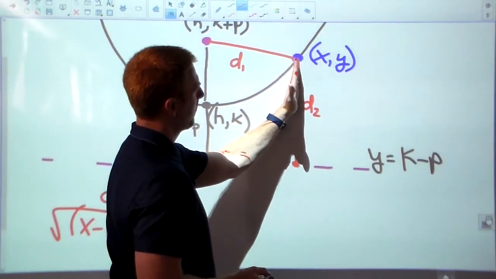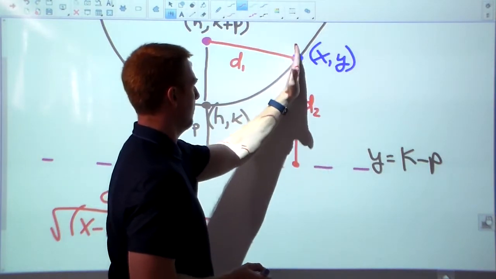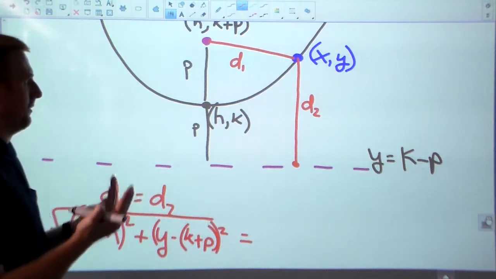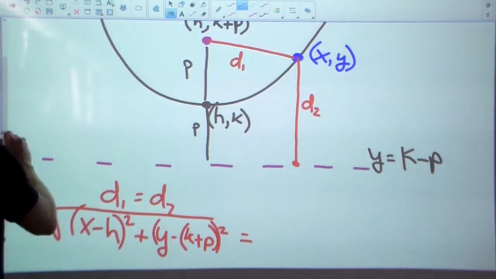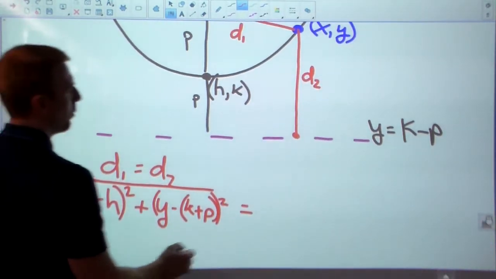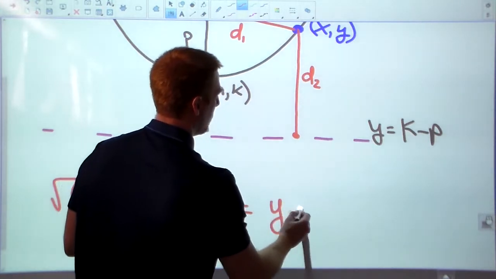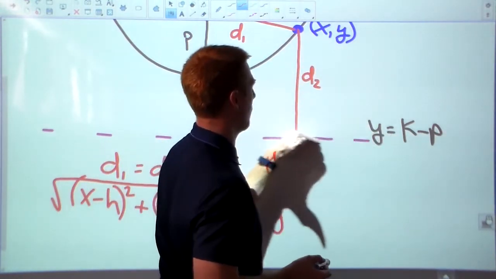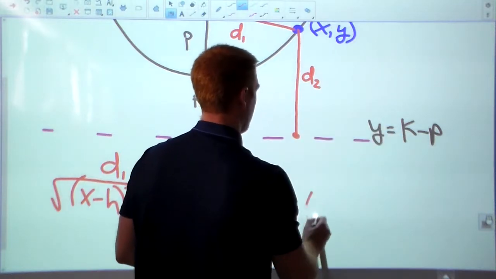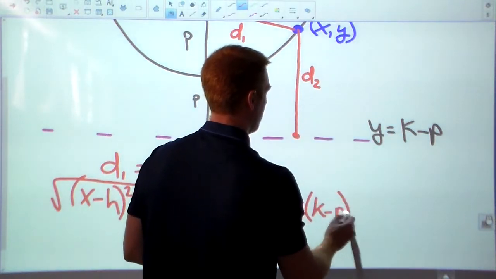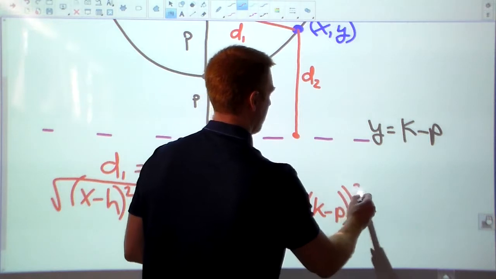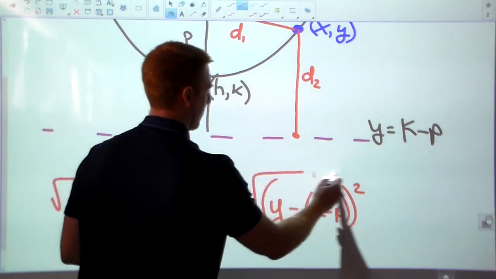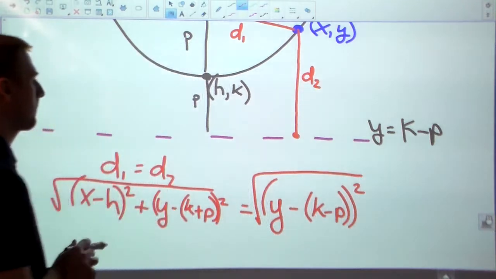well, you don't go over any at all left or right. You go directly down. So the change in x would be 0, so that's kind of nice. That makes that part easy. The change in y, well, it's whatever y minus this y coordinate down here, which is always k minus p. So k minus p, and then all of that is squared. And then we take the square root. Again, this is just distance formula.